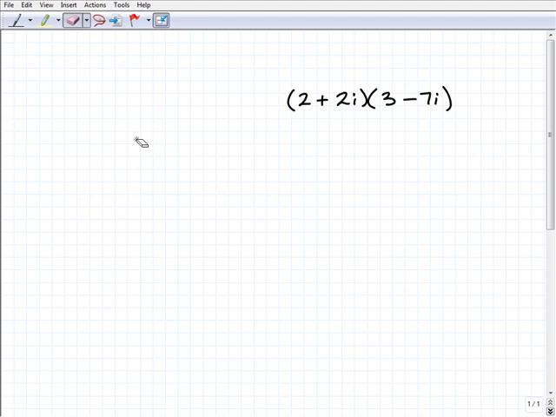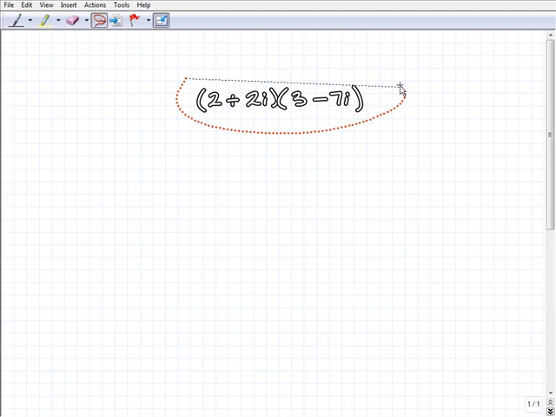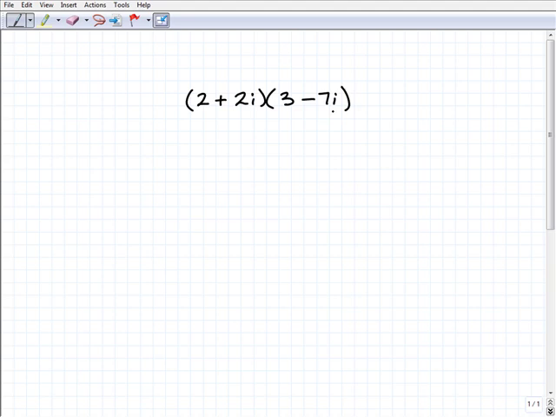Now let's talk about something a little more interesting. And that is when you have a complex number being multiplied by another complex number. This is going to require a little bit more work, but it is almost exactly like working with binomial multiplication. Let me show you an example.